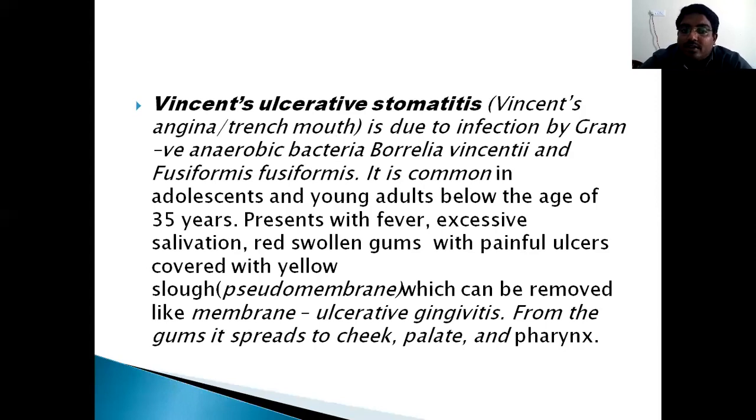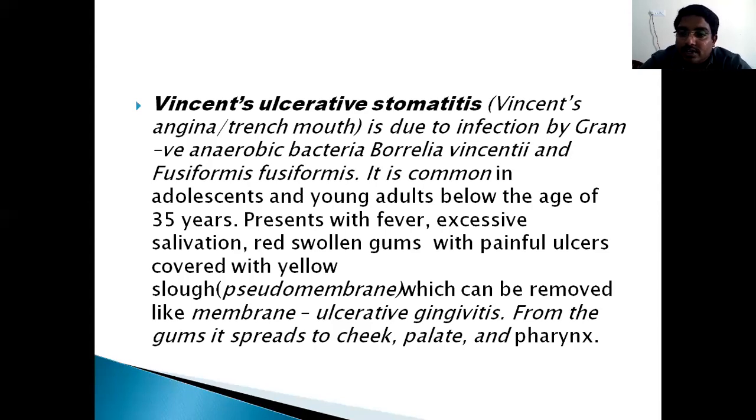Vincent's ulcerative stomatitis is due to infection by the gram-negative anaerobic bacteria, Borrelia vincenti and fusiforms. It may be common in adolescents and young adults below the age of 35 years. It presents with fever, excessive salivation, red swollen gums with painful ulcers covered with yellowish fluff. The pseudomembrane can be removed like a membrane, ulcerative gingivitis. From the gums, it spreads to the cheek, palate, and pharynx.